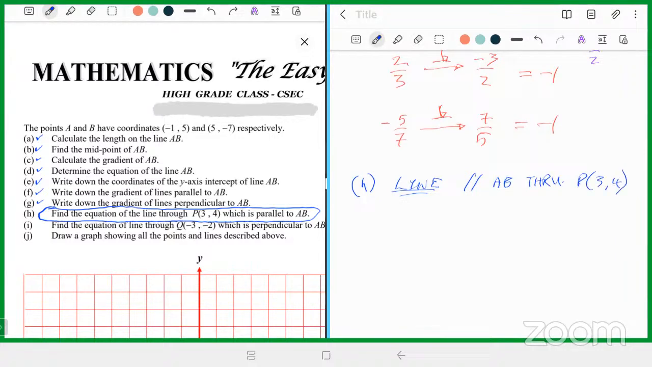P(3,4). To find the equation of a line, you need to know two things about it. You need to know the gradient and you need to know a point. They gave us a point, but they did not give us the gradient directly. They gave us information to find the gradient of the line that we want. They told us that it is parallel to AB. So since it is parallel to AB, we're going to use the parallel gradient.